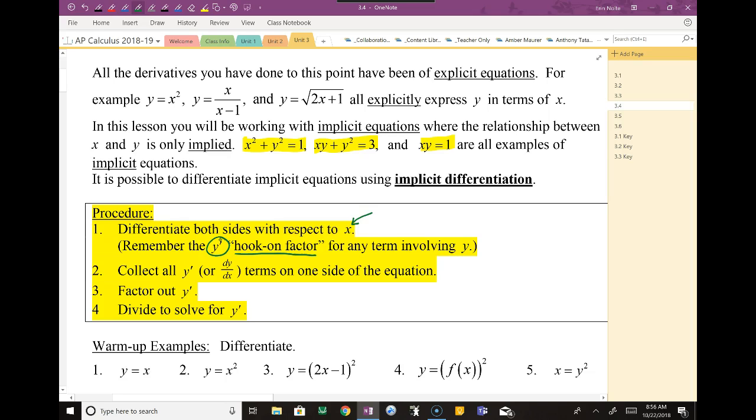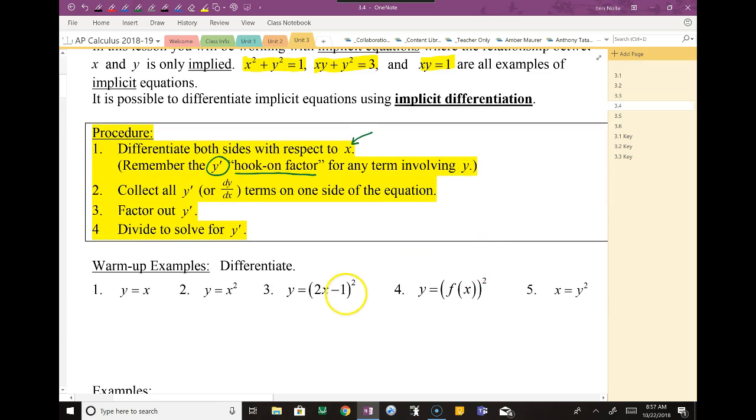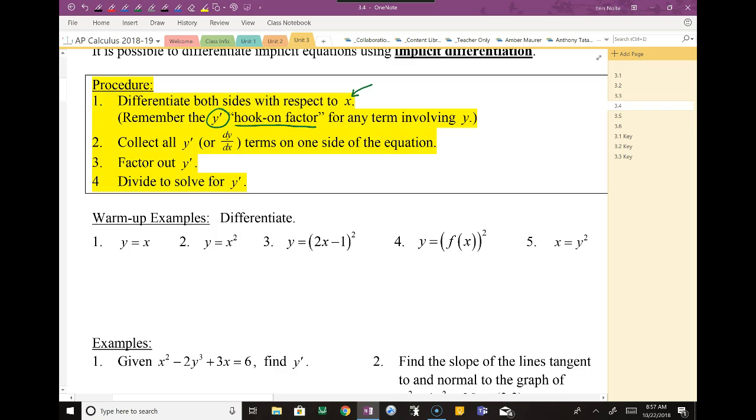And then all you do from there is you basically isolate your y stuff. So you get all the y's on one side and then solve for dy. The rest of it is basically algebra. So for warm-up, they start with some explicit equations. Question number 1 is an explicit formula.